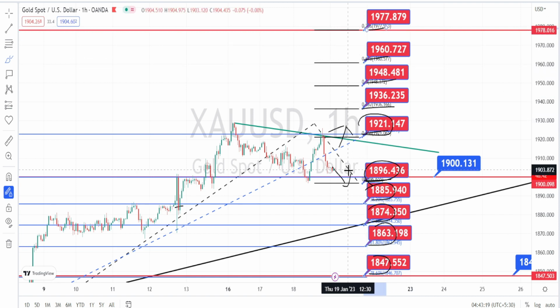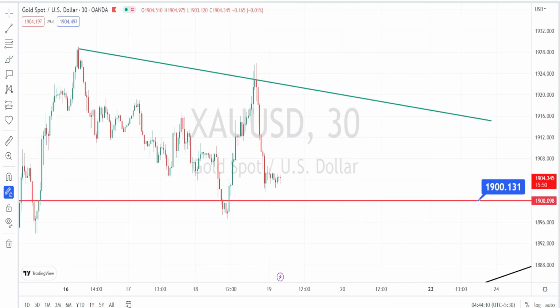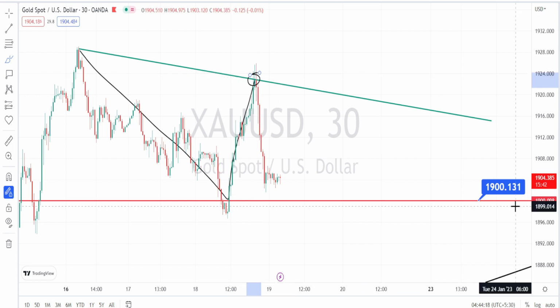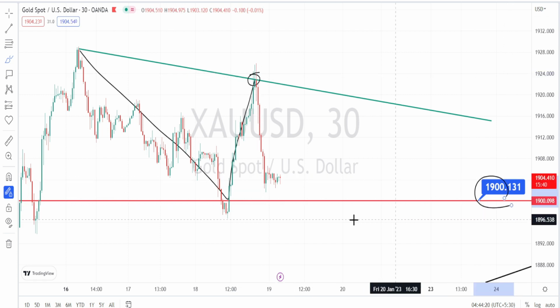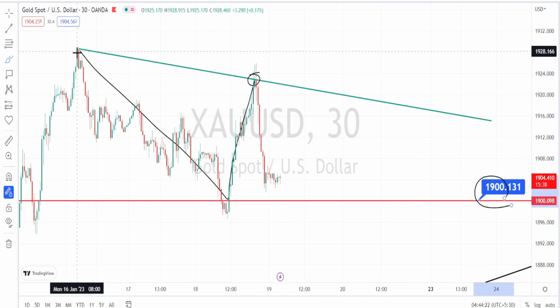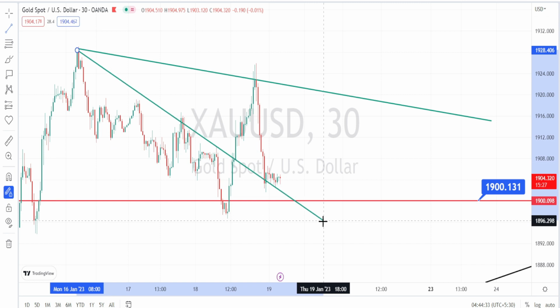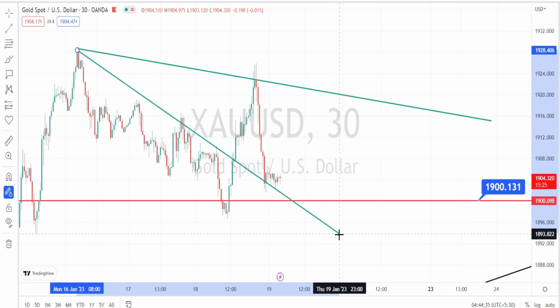Let us look at the price action in the 30 minutes time frame. I'm in the 30 minutes time frame, and we know from the hourly time frame that the current price action is consolidating within this hourly time frame resistance line and the daily time frame support level of 1900. For the 30 minutes time frame also I am drawing a trend line or a support line in order to understand the current trend of the price action for the 30 minutes time frame.